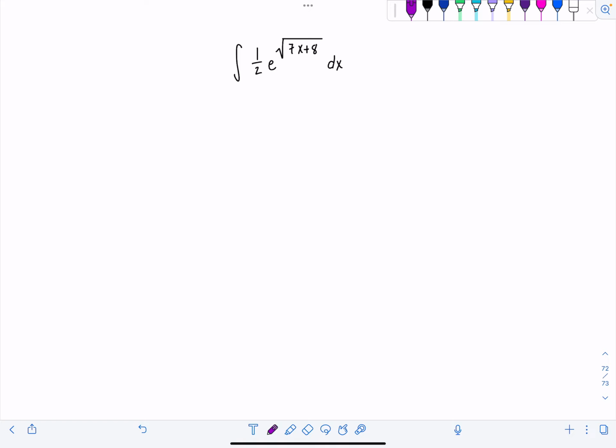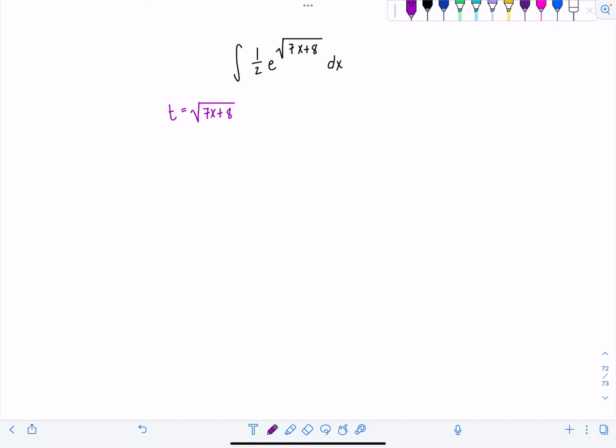So what we're going to start off by doing, I'm going to go ahead and let t equal whatever the exponent is, in this case, square root of 7x plus 8. I'm saving the variable u for when I do my integration by parts. And then I want to rewrite the entire integral in terms of t.